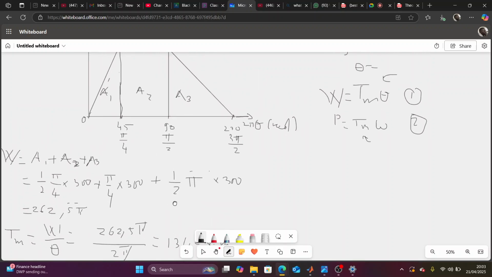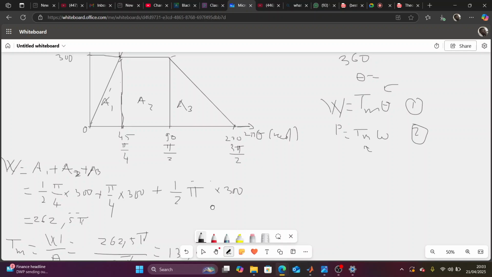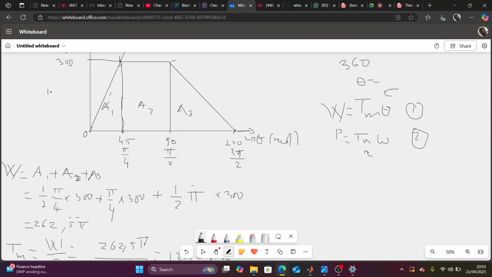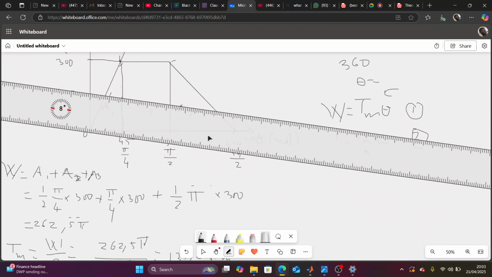So what do you do when it is like that? You come here and represent that value, which is 131.25, somewhere here on the graph. You draw your line as well. Where is the ruler? Where is the keeper?